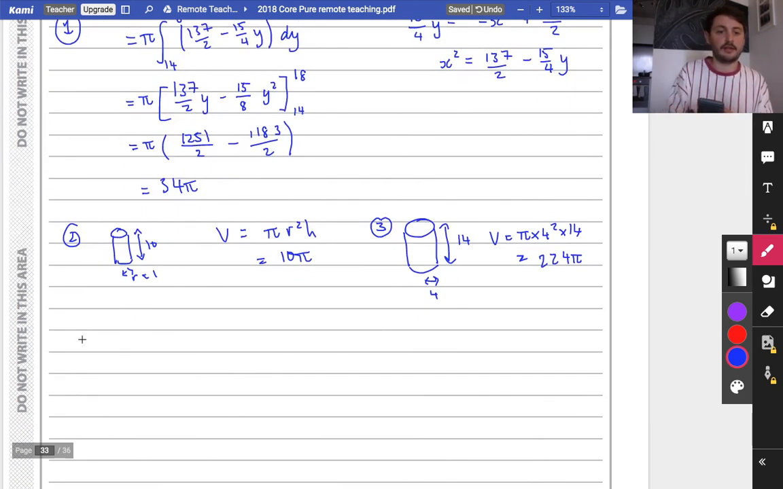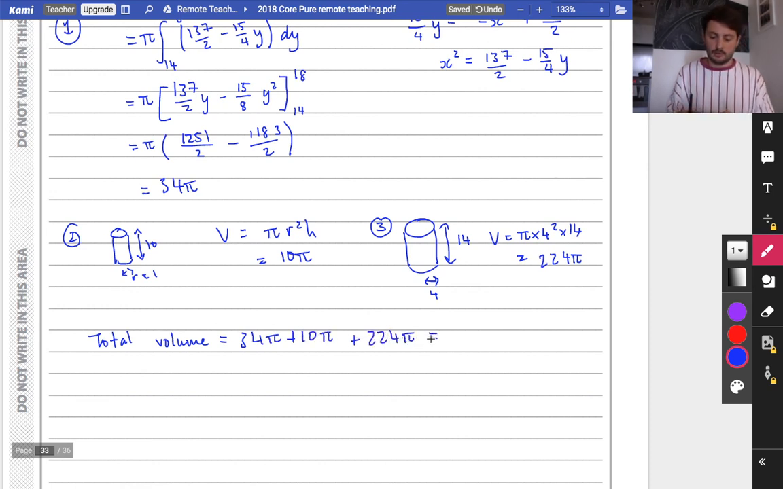We are nearly there. So the total volume is equal to 34 pi plus 10 pi plus 224 pi, which is 268 pi, which is 842 centimeters cubed to 3 significant figures. Wow.